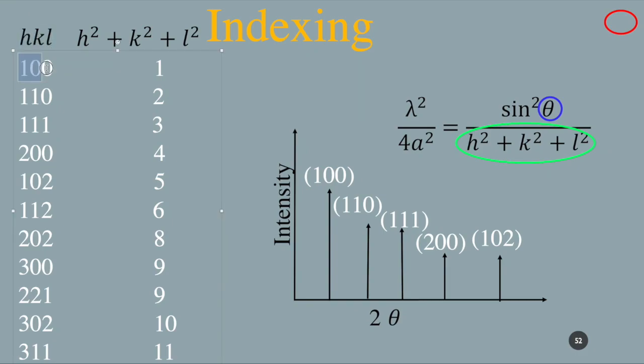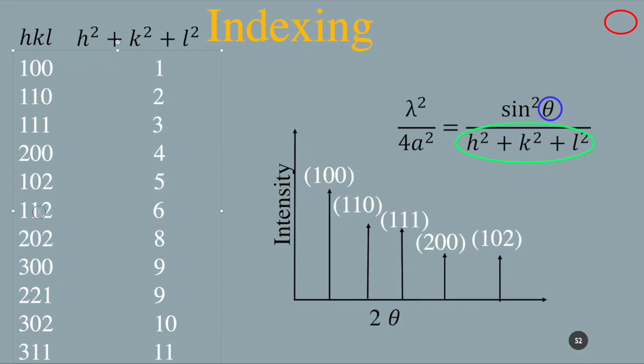For the 1, 0, 0 plane, we have this equal to 1. The 1, 1, 0 plane gives you 2. You can try other things also. This plane will also give you 2, but as I said, a family of planes can give you this value of h square plus k square plus l square equal to 2. Similarly, you can have 1, 1, 1 and the value is 3, 2, 0, 0 gives 4, 2, 1, 0 gives 5. In ascending order, we can find out the planes that give you 1, 2, 3, 4, 5, and 6, things like that.